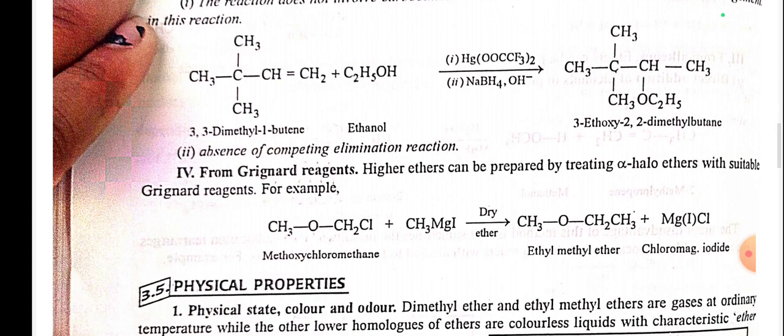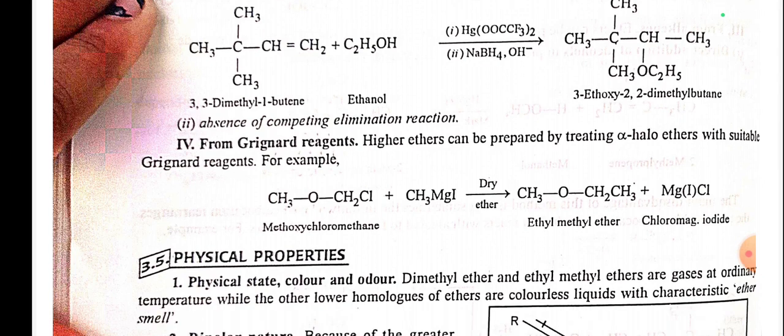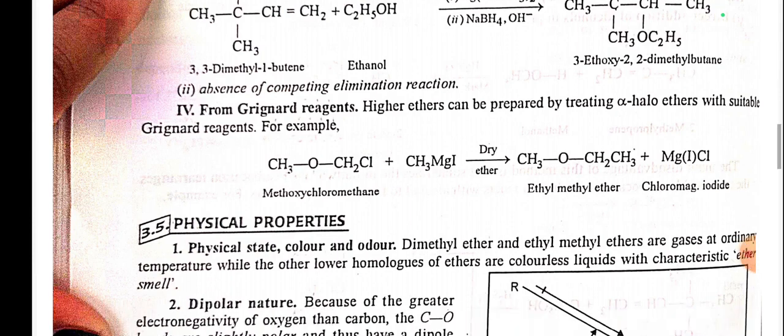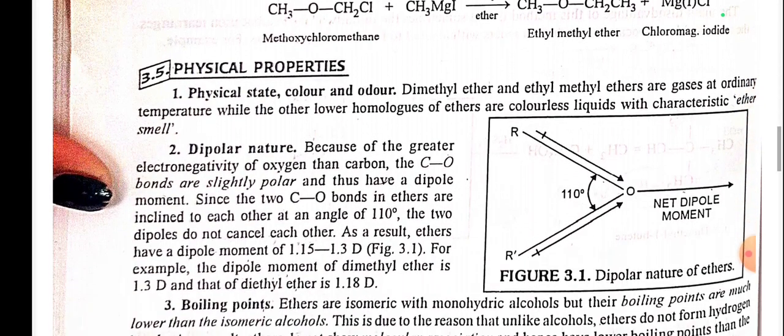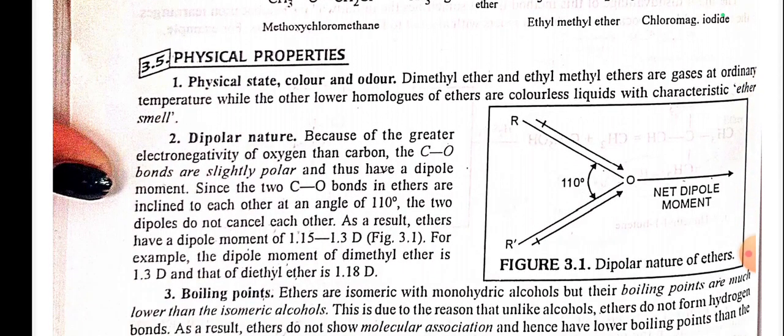From Grignard reagent, higher ethers can be prepared by treating alpha-haloethers with a suitable Grignard reagent. For example, methoxychloromethane plus CH3MgI in dry ether gives ethyl methyl ether plus chloromagnesium iodide. Physical properties: physical state, color and odor. Dimethyl ether and ethyl methyl ether are gases at ordinary temperature, while the other homologues of ethers are colorless liquids with characteristic ether smell.